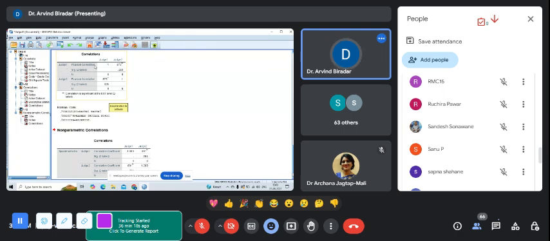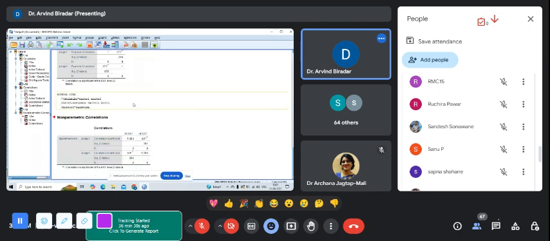Pearson correlation. J1 and J2 is 0.873. J2 and J1 is 0.873. Correlated.